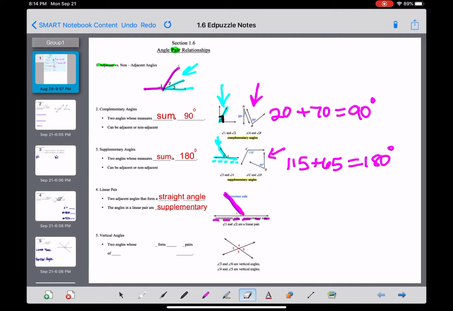Our last pair of angles are vertical angles. These are two angles whose sides form two pairs of opposite rays. So in this example, angle 3 and angle 6 are one set of vertical angles. The second set of vertical angles are angle 4 and angle 5. Vertical angles are angles that are across from one another, and they are also congruent. So the measure of angle 3 is equal to the measure of angle 6. The measure of angle 4 is equal to the measure of angle 5.